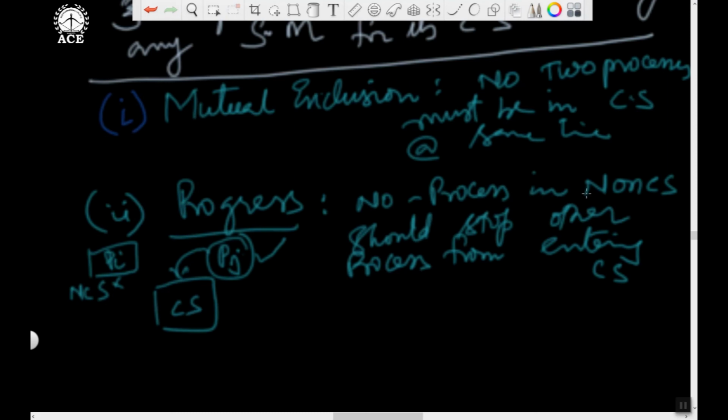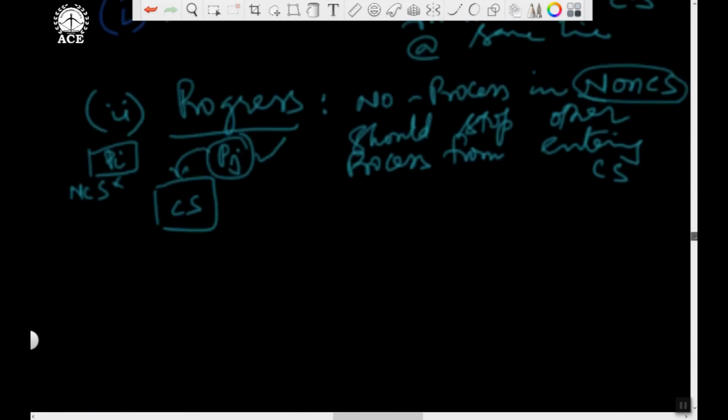So no process running outside the critical section should prevent the other processes from entering the critical section. This is called the progress requirement. Every process should be allowed to have its uniform progress. No process running outside the critical section should prohibit the other process from entering the critical section.